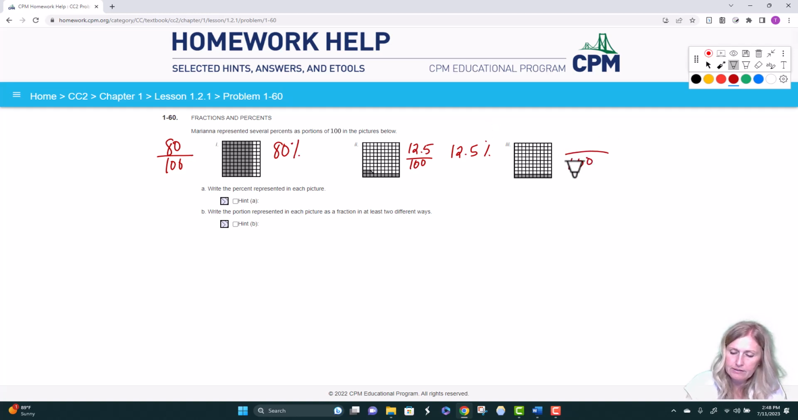Now write the portion represented in each picture as a fraction at least 2 different ways. Oh, well, actually we've already written the fraction in one way, so let's see how else we can represent 80 hundredths. We can reduce it down to 8 tenths. We could reduce it down to 4/5 if we really wanted to. So another way to write this as a fraction is 12 and a half, right? Could have done 12 and 5 tenths. Okay, you can reduce that to 1/10.